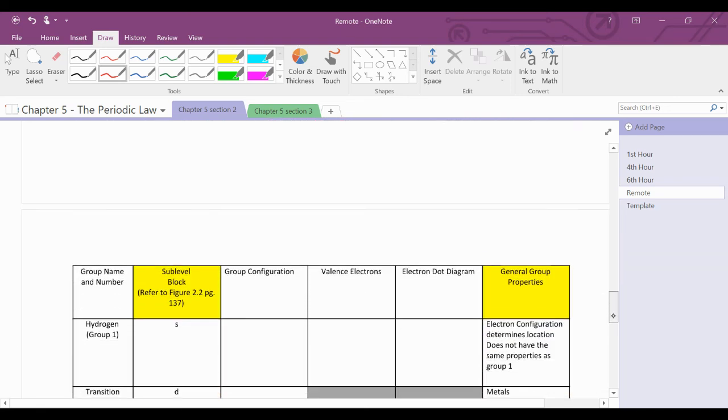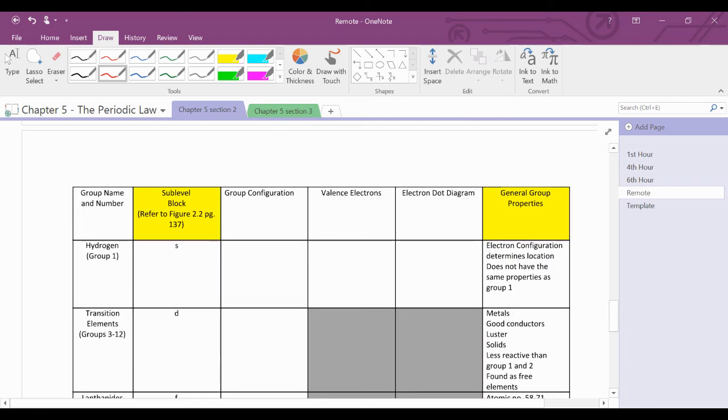All right, the next part of our table, we're going to talk about hydrogen. Hydrogen is a nonmetal, so that makes it different from the other elements in group 1. It doesn't have the other properties of group 1. So the only thing they have in common is their number of valence electrons.